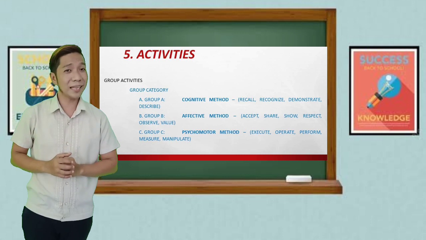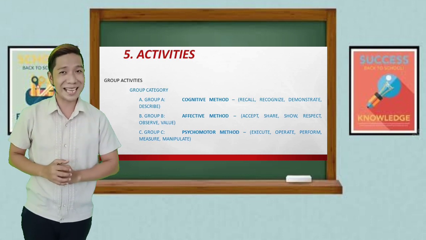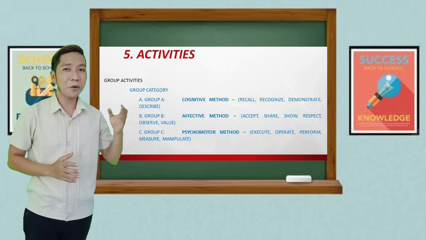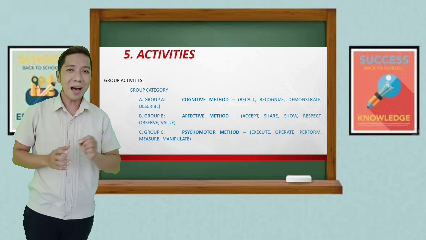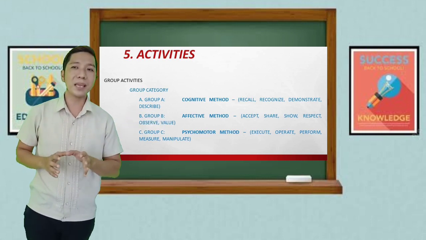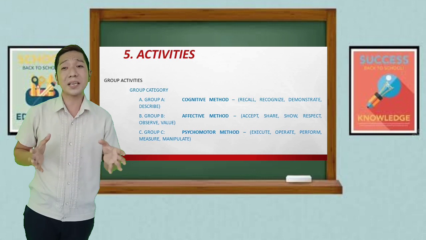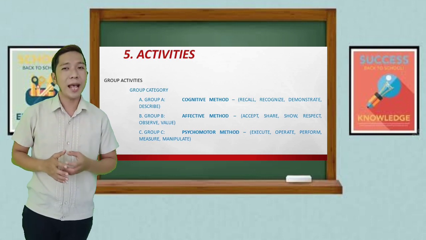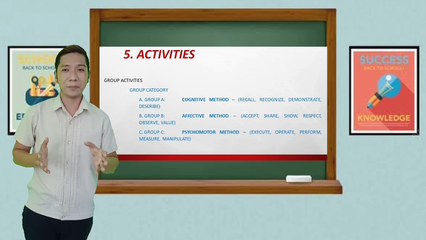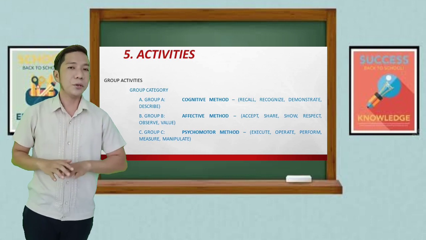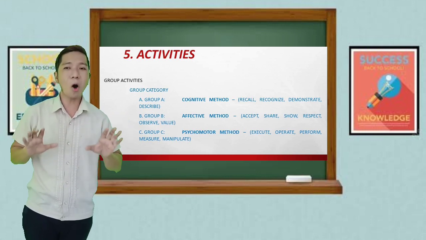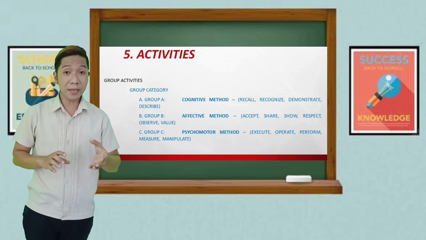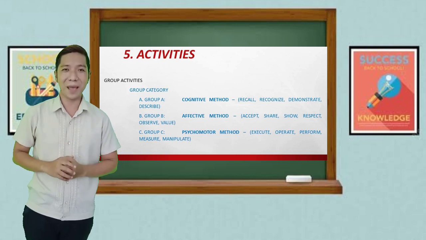Then last but not the least is Group C. Group C shows the psychomotor method. After doing so with Group B, your task is to execute, operate, perform, and measure, as well as to manipulate. Through this, you will discover hands-on activities within a range of physical learning environments.